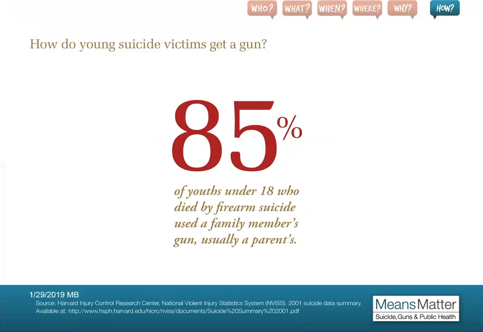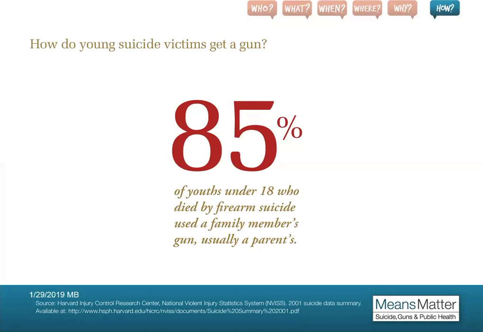How do suicide victims get a gun? This is a very sobering statistic. 85% of youth who died by firearm suicide used a family member's gun, usually a parent. So they get it in their house. We talk to parents a lot. Whatever your moral or ethical beliefs are about firearms, if you have a teen who's suicidal in your home, you should remove the firearm.